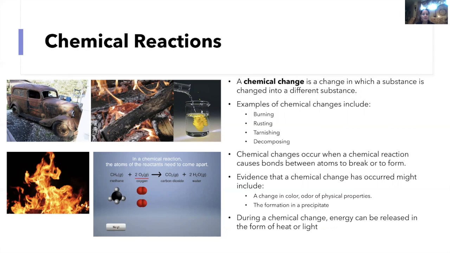Evidence that a chemical change has occurred might include a change in color, an odor, or other physical properties, or the formation of a precipitate. During a chemical change, energy can be released in the form of heat or light.